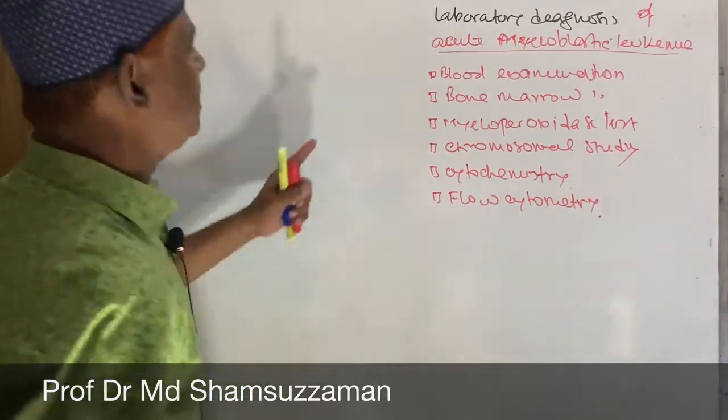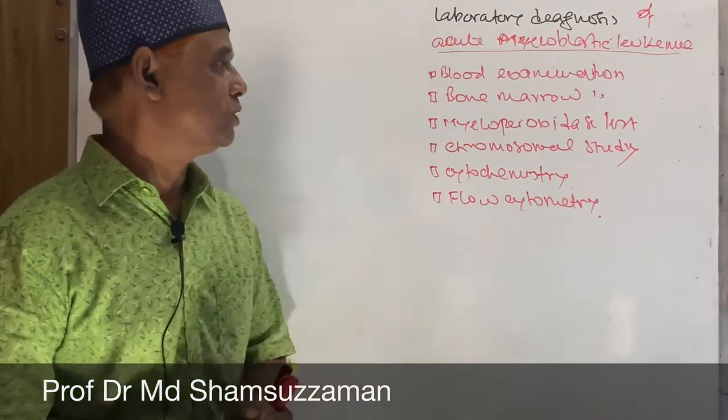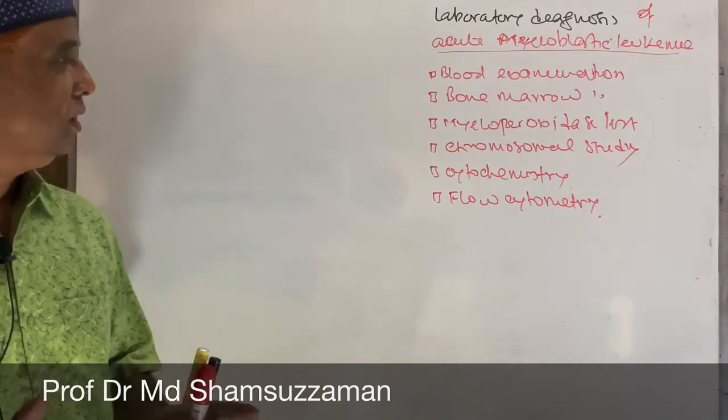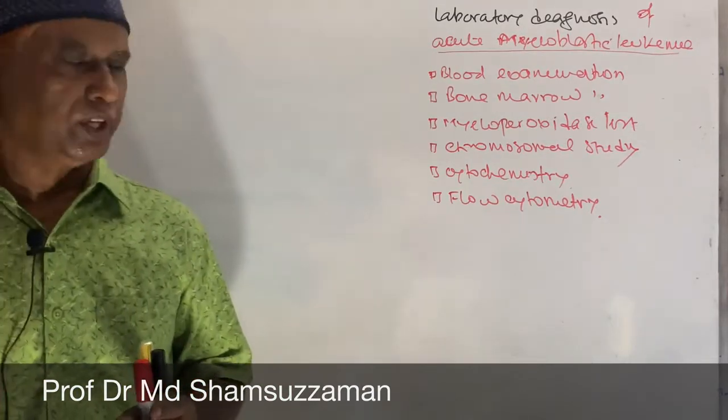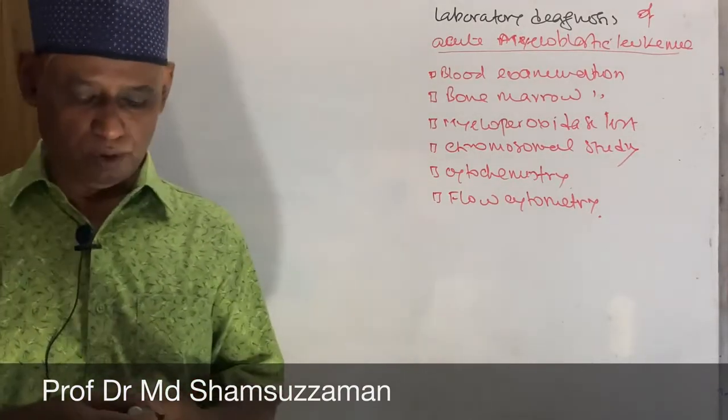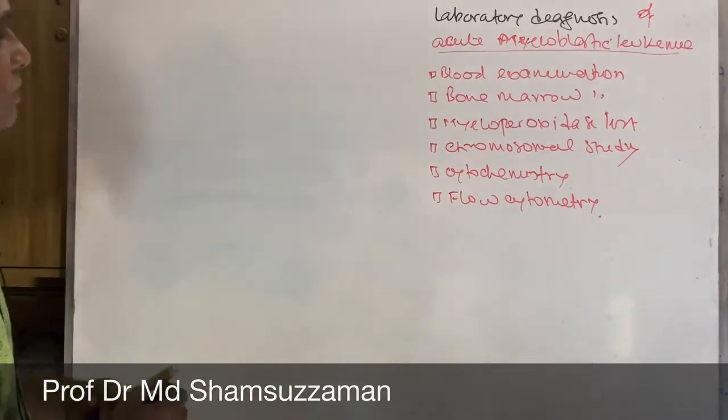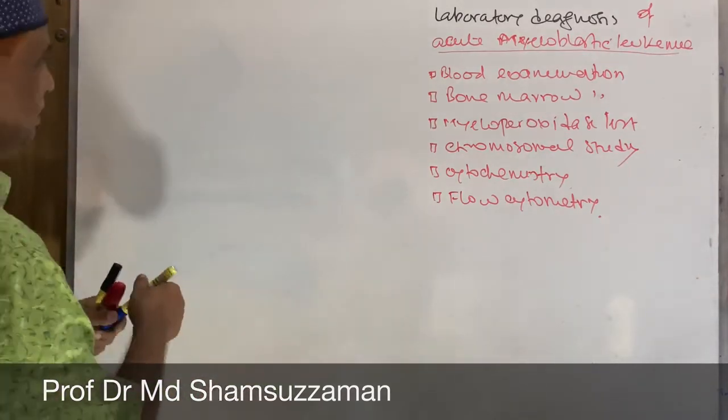Students, we have to do blood examination, bone marrow examination, myeloperoxidase test, chromosomal study, cytochemistry, and flow cytometry, like in acute lymphoblastic leukemia. First come to blood examination.